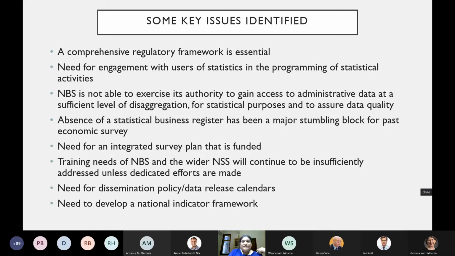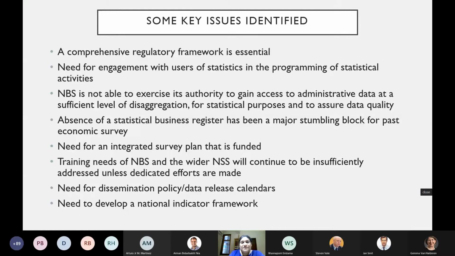the need for engagement with the users. That was something that was identified as well, because in our country we don't have a proper mechanism that is institutionalized as a user group. So NBS, we have some difficulties in exercising our mandate in getting access to detailed microdata, and in administrative data quality checking. So these were some things that were identified as issues that need to be addressed. And for the surveys also, we plan for a lot of surveys, but because of government budget funding issues, some of the funding does not materialize, so it doesn't actually go according to the plans that we make.